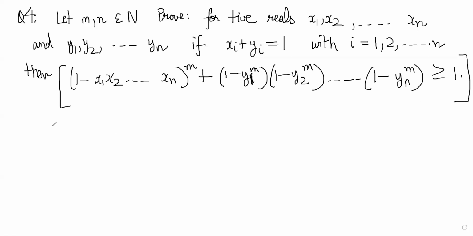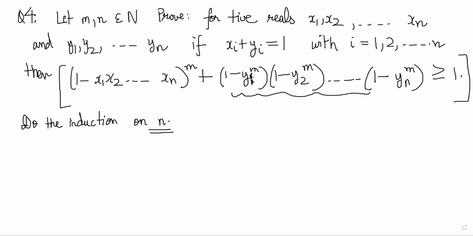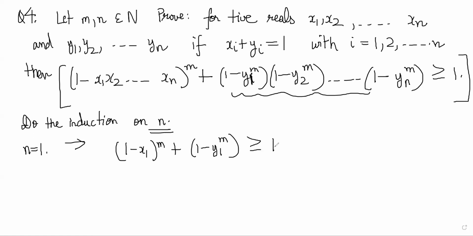Here in this case, it is better to do the first induction on n, because it will be simpler when you are inducting on n, because the second term will just have an extra product. It will be more annoying to do it on m here. So you can try it yourself. You will realize that it is better to do induction on n. So if you do n is equal to 1, we have (1 minus x1) to the power m plus (1 minus y1) to the power m is greater than or equal to 1. We have to show this.